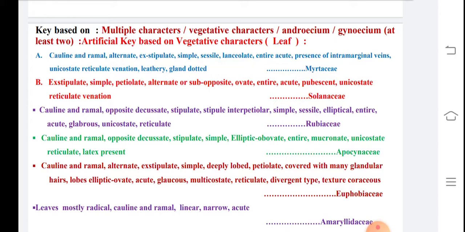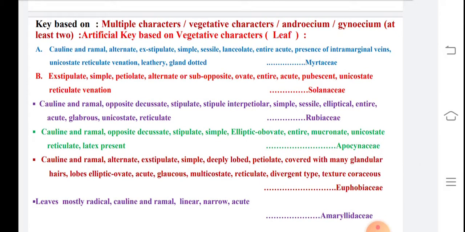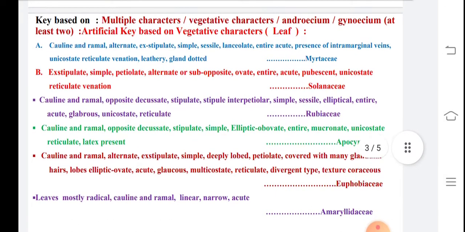So now we have different families for our study. Eight families are there, so I have prepared. Firstly we have to write the characters of the family. See here, for the family Myrtaceae, the leaves are cauline and ramal. Cauline, that is leaves on the stem, and ramal means leaves on the branches. Then leaves are alternate, exstipulate, stipule is absent, simple leaves, sessile leaves. Then shape is generally lanceolate, entire and acute apex, and the presence of intramarginal veins.